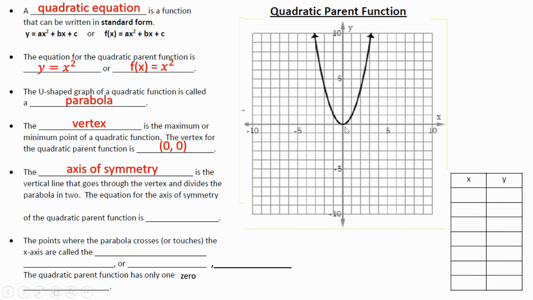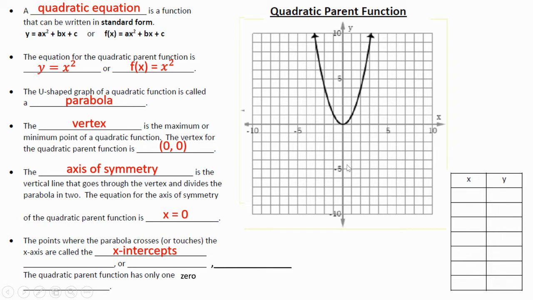The axis of symmetry is this imaginary vertical line that goes through the vertex and divides the parabola in two. And so, for example, it's going to be right through here. We're going to see this in just a second, but it's going to be a line that goes straight down the middle of this through the vertex and divides it in half. In this case, it'd be the equation x is equal to 0.